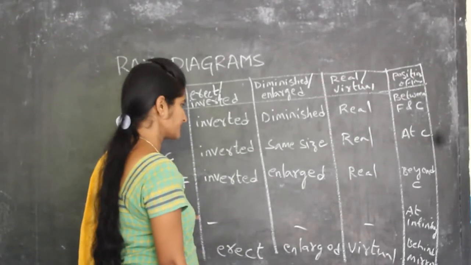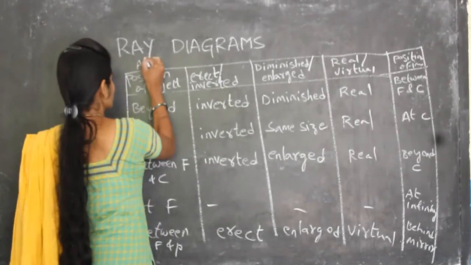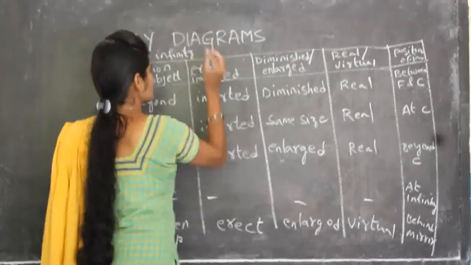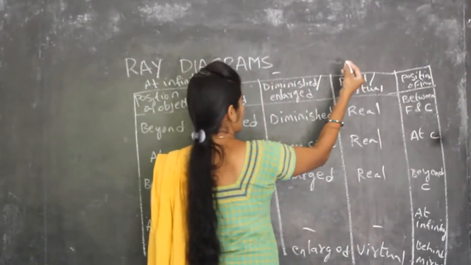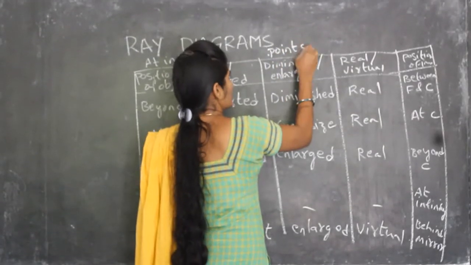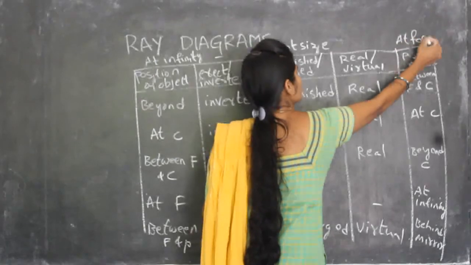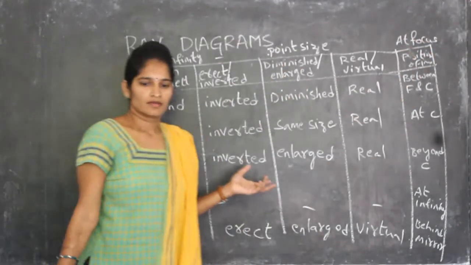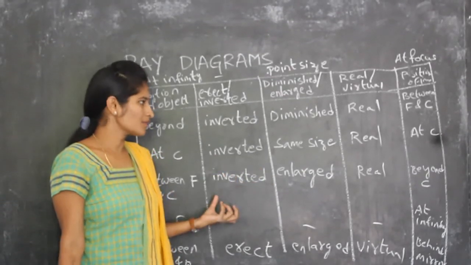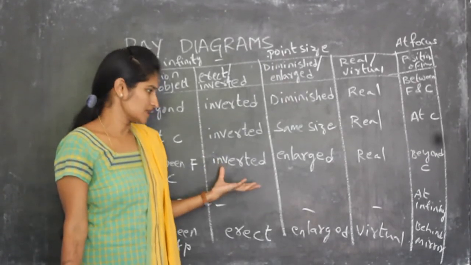Is it clear? So, another situation is at infinity. So at infinity, what happens? We can't know this. And the image will be a point image, point size. And where will it be formed? It will be formed at focus. So, these are the 6 conditions of placing the object and obtaining the images on the screen. Is it clear?